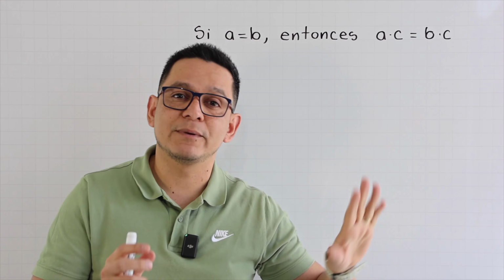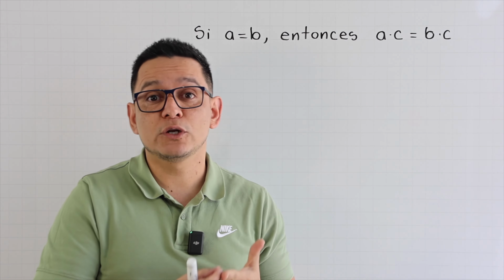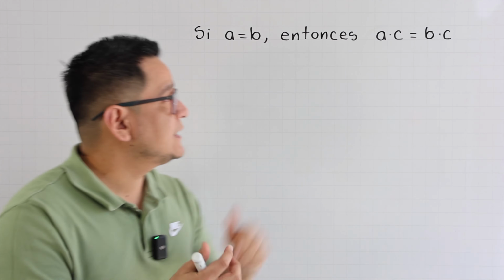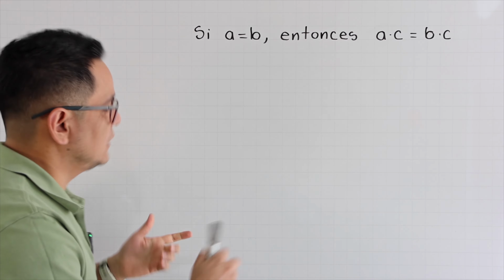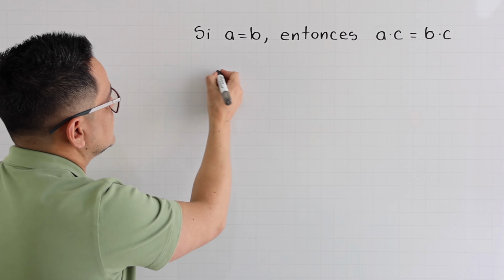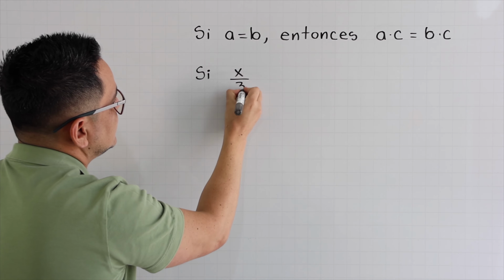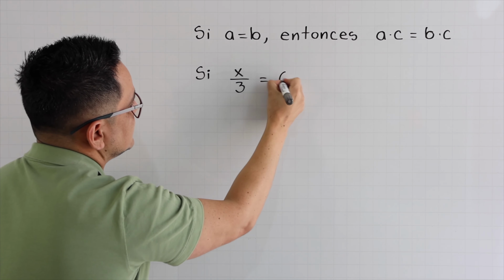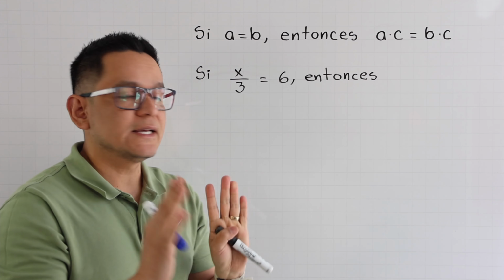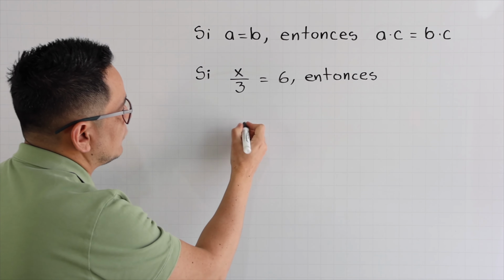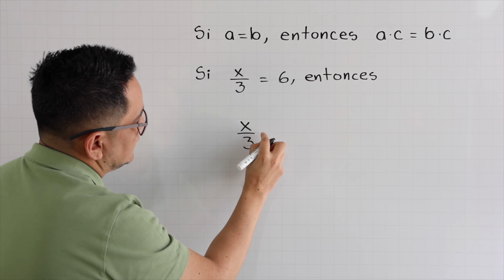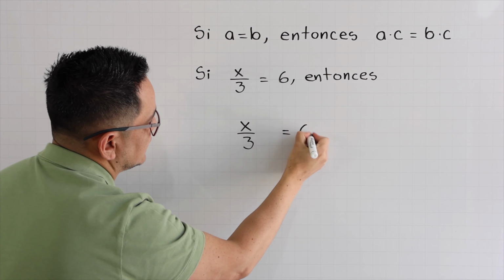Keep in mind, this doesn't only work for multiplication, it also works for division, just like I mentioned earlier that the additive property works for addition and subtraction. For instance, we could have an example like this. Look, let's say if x divided by 3 equals 6, then I could do the following. Watch, I'll check. Copy x divided by 3, leave a space, then copy the 6 here.